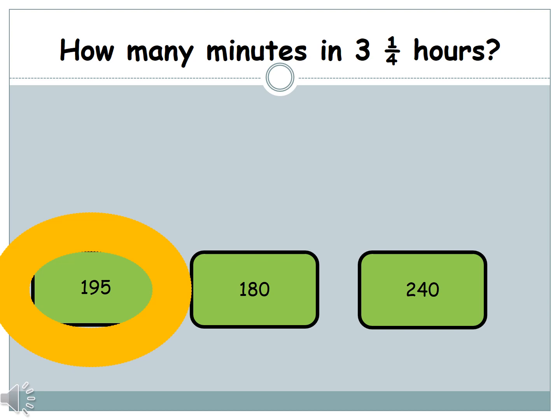So the answer is 195. That's because in 3 hours would be 180, so that's 3 times 60. And then we know that 1/4 is 15 minutes. So 180 plus 15 gives you 195.